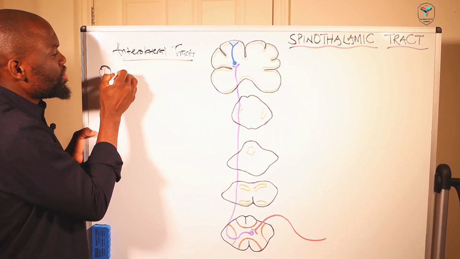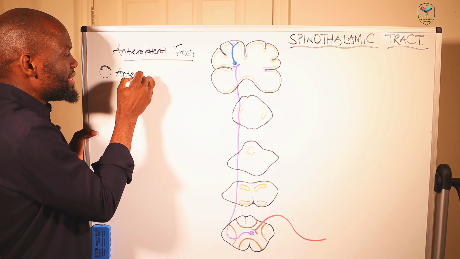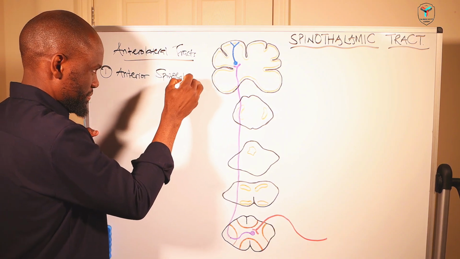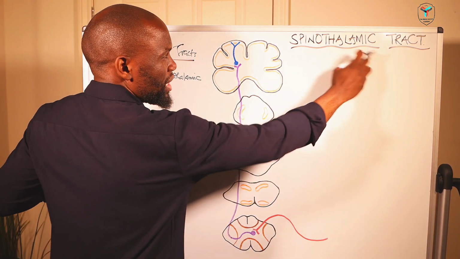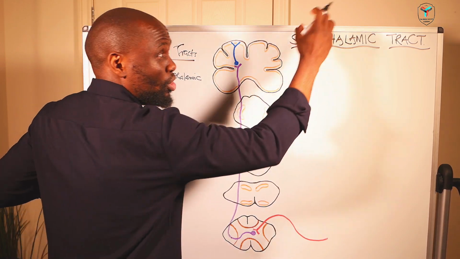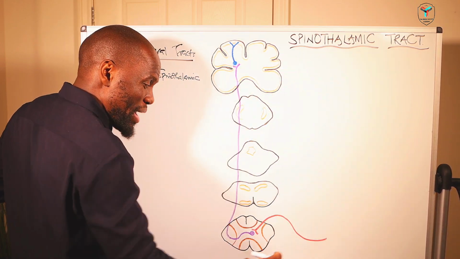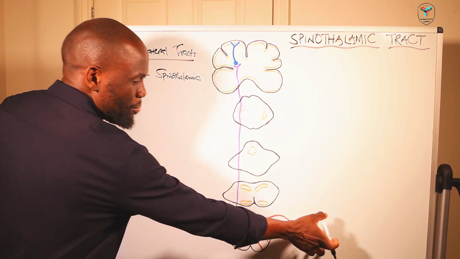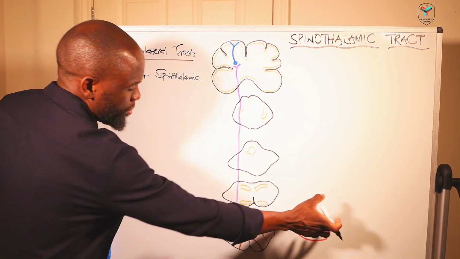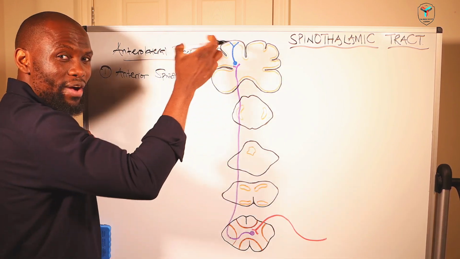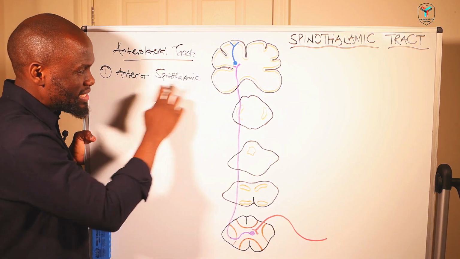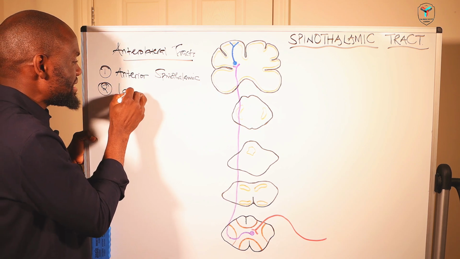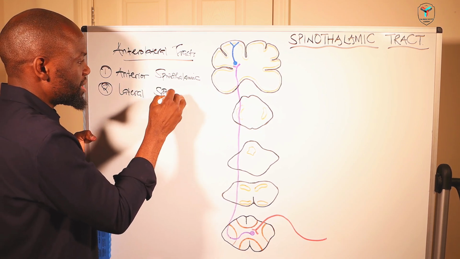So at number 1, you will have what we refer to as the anterior spinothalamic tract. Okay, so already from spinothalamic, we know that it is coming from the spinal cord all the way to the thalamus. So it is a pathway through which those impulses are then going to move from a point of contact, from a point of pain, from a point of stimulation, all the way to the brain for interpretation. So we have the anterior spinothalamic tract. Then number 2, we will have the lateral spinothalamic tract.